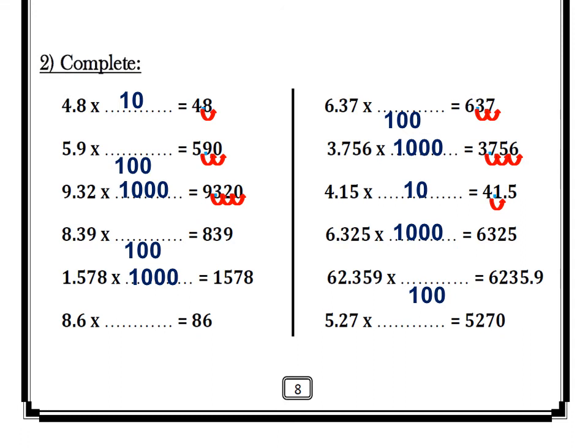8.6 times what equals 86? My decimal point moved 1 step, so I'm going to multiply it by 10. 5.27 times what equals 5,270? My decimal point moved 3 steps, so I multiplied it by 1,000.